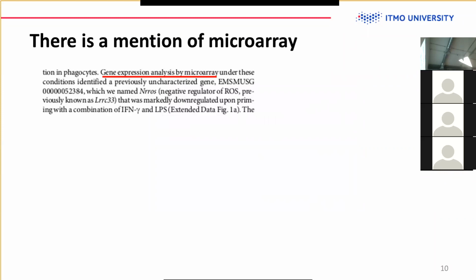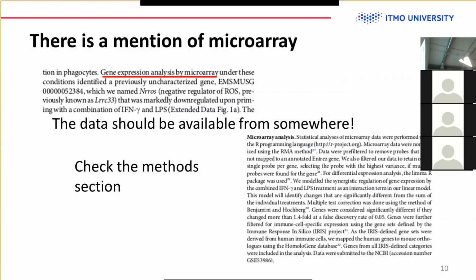So you can go to the methods part, and there you will see some kind of accession number. There are two major databases, or three, but the most common one is the Gene Expression Omnibus, and there will be accession numbers like GSE followed by some number. That's the number you want to look at.